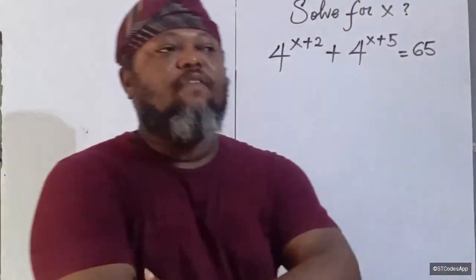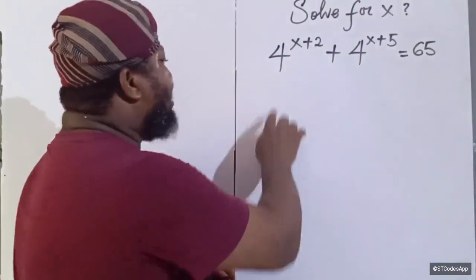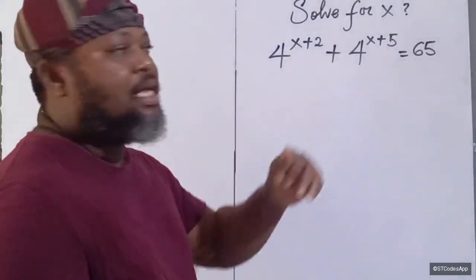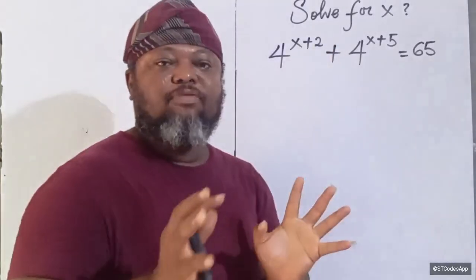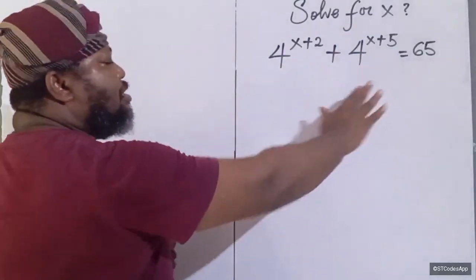In today's class, I want to solve this question that we call an exponential word process. How do we get the value of x here? Very simple. Solve the value of x. I'm going to solve this question in the simplest form for you to understand as a layperson. First of all, I want to break this down in the simplest form.